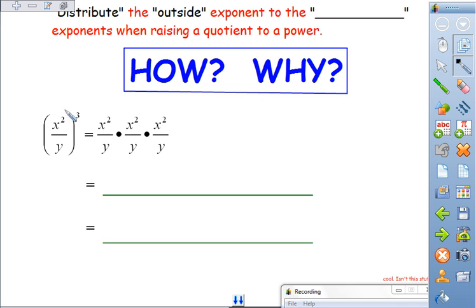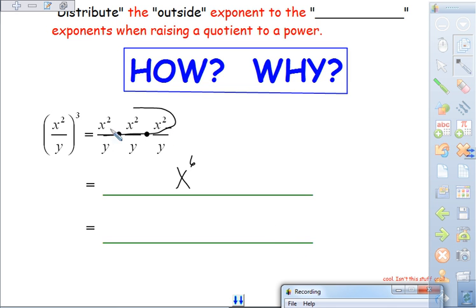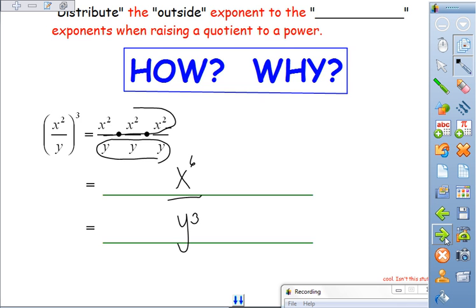So the reason that that happens is, let's try this here. How and why does this happen? We have to distribute that cube. So if we cube it, it's going to happen 3 times. So then if we simplify the numerator, we would add 2, 4, 6, and we get 6. And then our denominator, we have 3 y's. And then our x and our y are not like bases, so that would be our best answer.